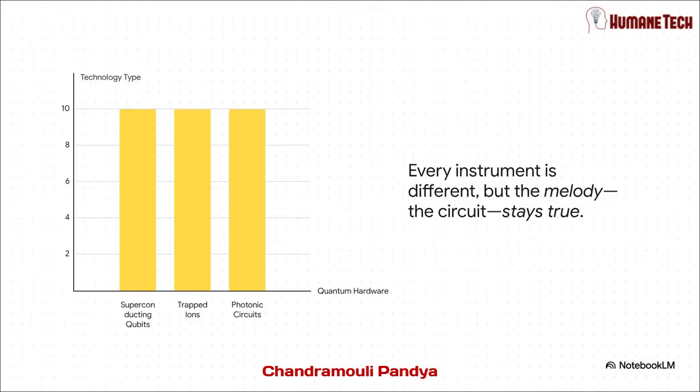And what's really fascinating is that this language, this music, it's universal. The circuits that we design can be played on all different kinds of quantum computers. Some use delicate microwave pulses on superconducting loops. Others use incredibly precise lasers to manipulate trapped ions. The instruments are different, but the melody, the actual logic of the circuit, it stays the same.